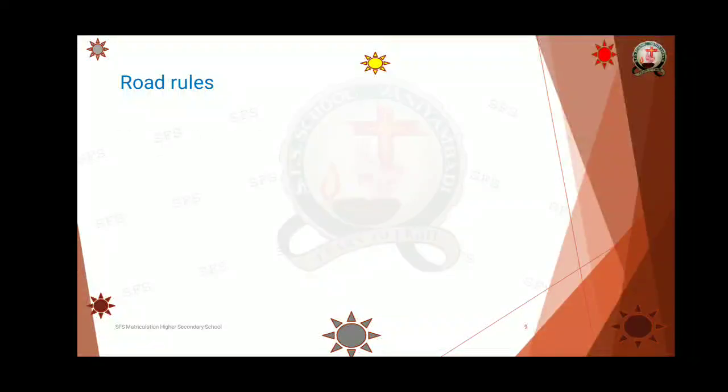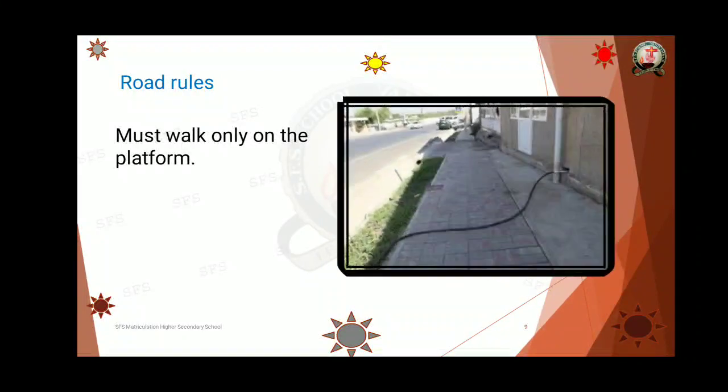And road rules: must walk only on the platform. Sorry to say this, in our town we never find a flat platform like this. Some of the streets may have it, but mainly in our town we could not find a platform like this. Can you see? Road is different and the platform is different. We are walking on the sides of the road, not on the platform.